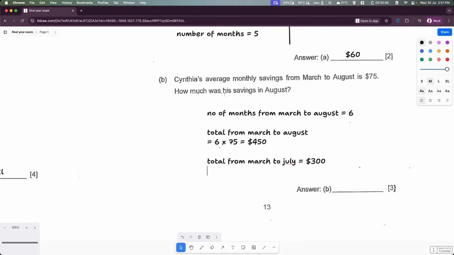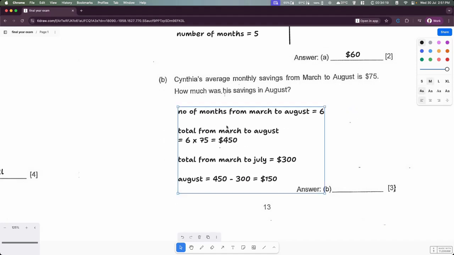So that means for August, August will be 450 minus 300. It will be $150 in this case over here. Okay, and that's the answer. $150. Wow, 3 marks.